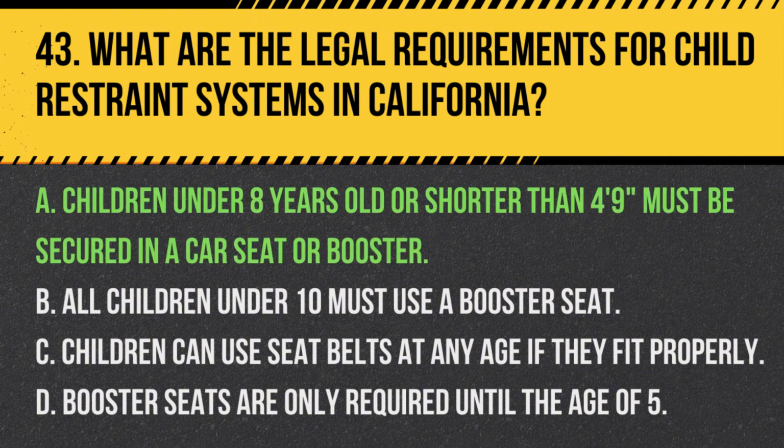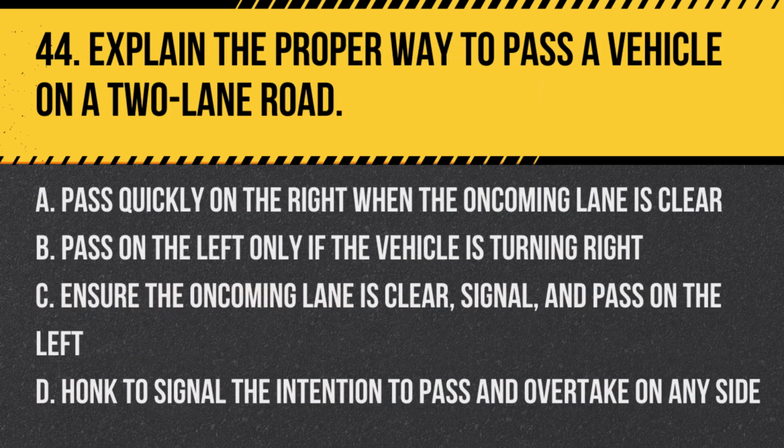Answer. A. Children under 8 years old or shorter than 4'9" must be secured in a car seat or booster. This ensures their safety during transit. Question 44. Explain the proper way to pass a vehicle on a 2-lane road. A. Pass quickly on the right when the oncoming lane is clear.